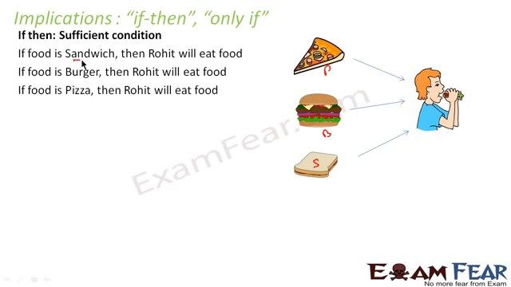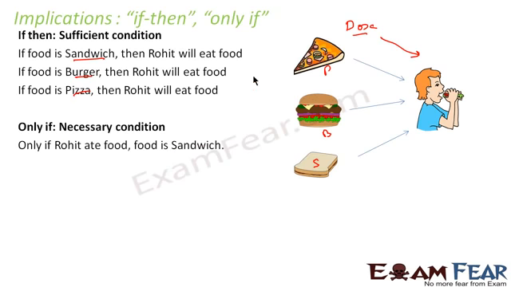So what we have seen here is that whatever values I am putting here, sandwich, burger and pizza, they are sufficient conditions. They are not necessary conditions. That means if the food is sandwich, he'll eat. If the food is burger, he'll eat. If the food is pizza, he'll eat. They are just sufficient conditions, not necessary conditions. There may be a scenario that if the food is, let's suppose, dosa, then also this guy will eat. It can happen, right? So pizza, burger, sandwich, they are sufficient conditions but not necessary conditions.